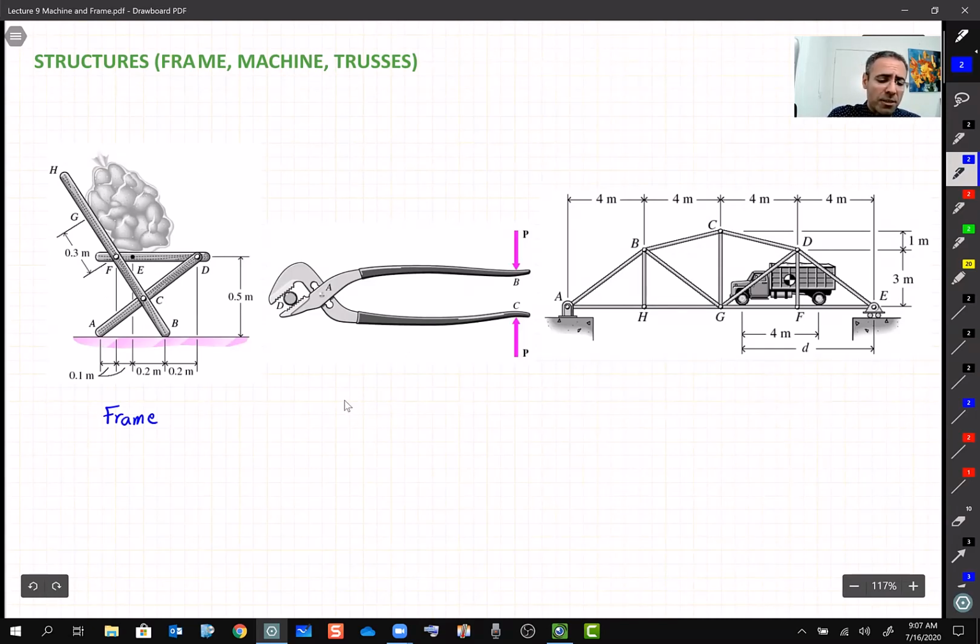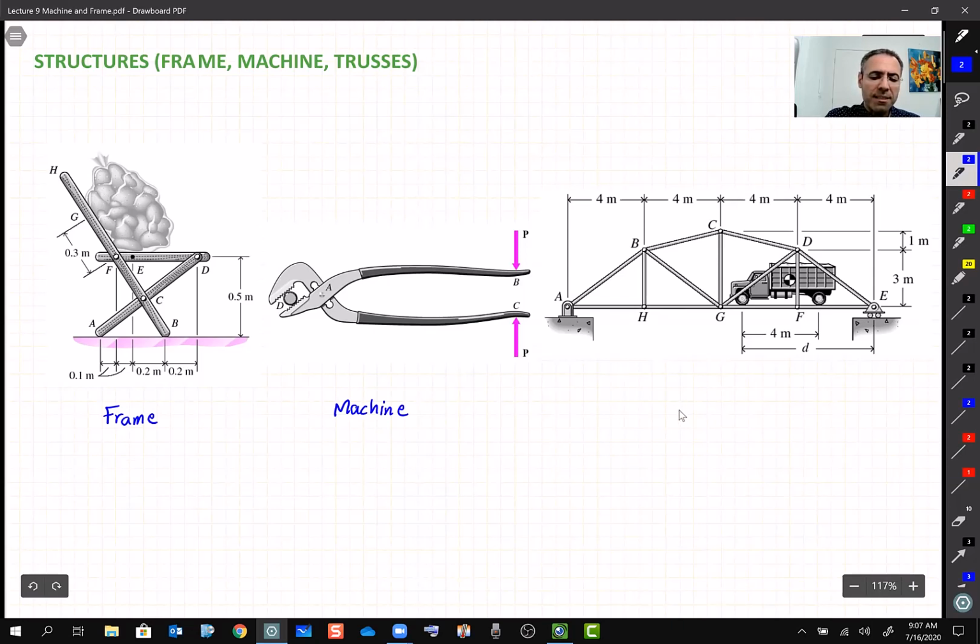The second category is the machine. The difference between a frame and a machine is that in a machine there are moving parts, like these pliers. You can open and close these pliers, and depending on the force that you apply, you get different reactions at this part D over here. So the only distinction between a machine and a frame is that a machine has moving parts and a frame doesn't.